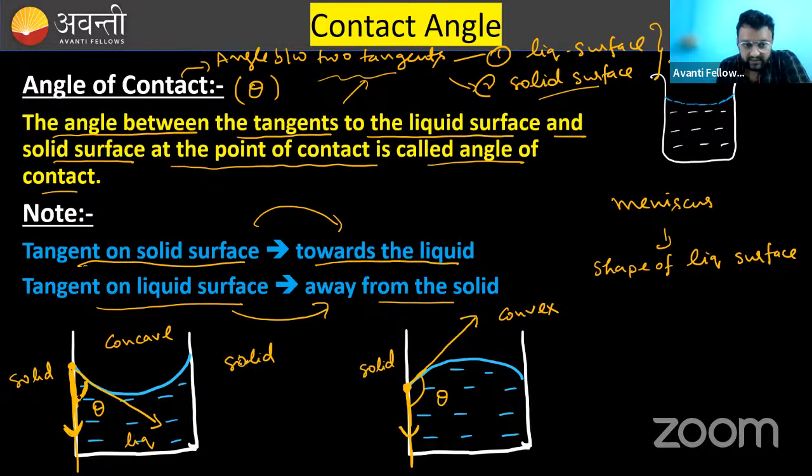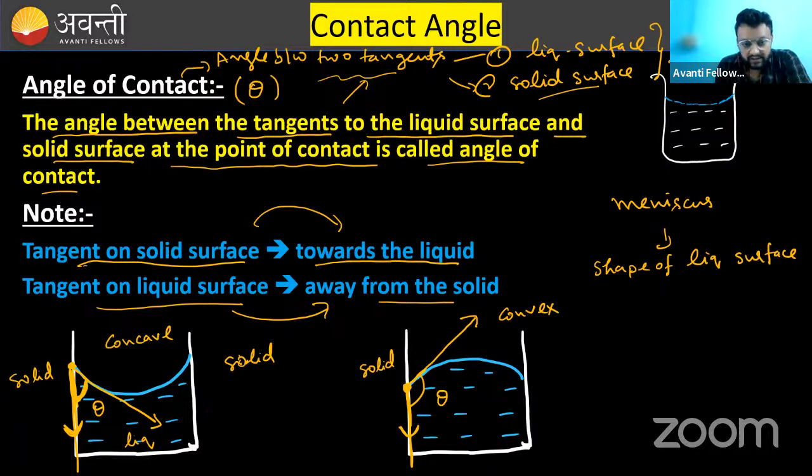One more thing you can see here: if the angle of contact is less than 90, as in the first case, then the liquid is rising in the tube. Like at the edges, you can see the liquid is rising. And if the liquid is rising, can you imagine that the liquid is sticking to the surface of the solid? This property is known as wettability.